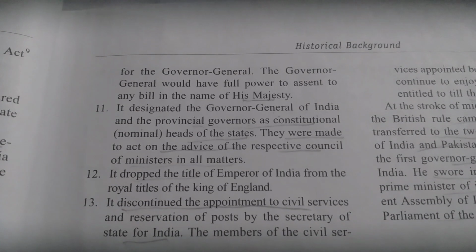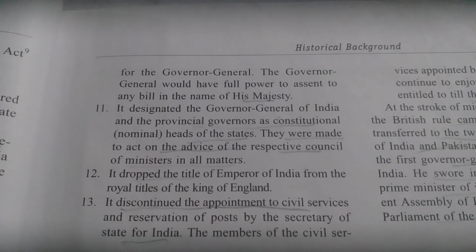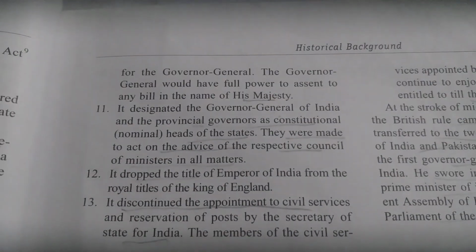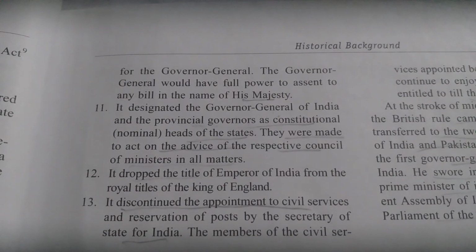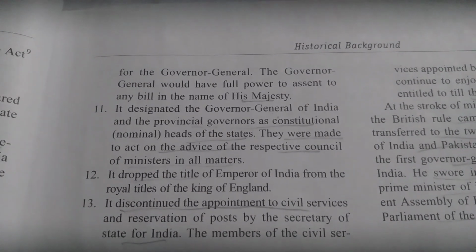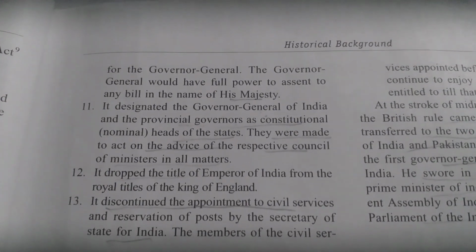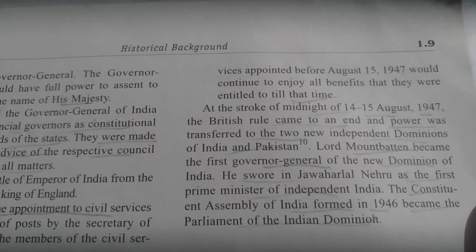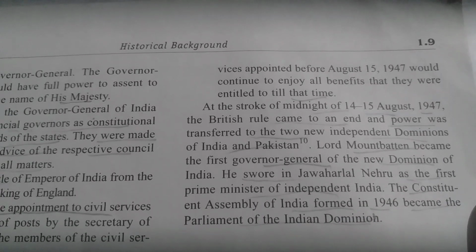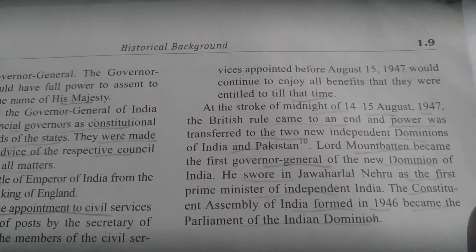They were made to act on the advice of the respective council of ministers in all matters. It dropped the title of Emperor of India from the royal title of the King of England. It discontinued the appointment to civil services and reservation of posts by the Secretary of State for India. The members of civil services who were appointed before August 15, 1947 would continue to enjoy all benefits that they were entitled to till that time.